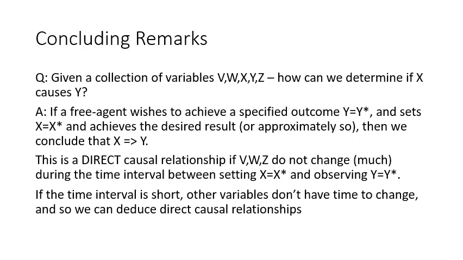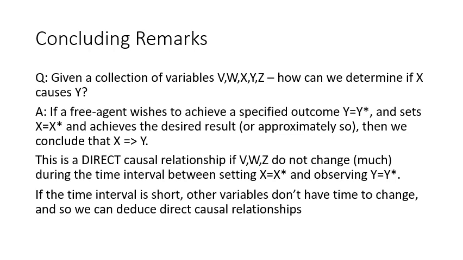So to end this lecture, suppose we have a collection of variables. How can we determine if we can draw a causal path arrow from X to Y? That is, is X a direct cause of Y? Well, basically, if a free agent wishes to achieve an outcome of Y equals Y star, and he sets the value of X at a certain value and achieves the desired result, then we conclude that X causes Y. This is a direct relationship if the other variables don't change very much during the time interval between setting X equals X star and observing Y equals Y star.